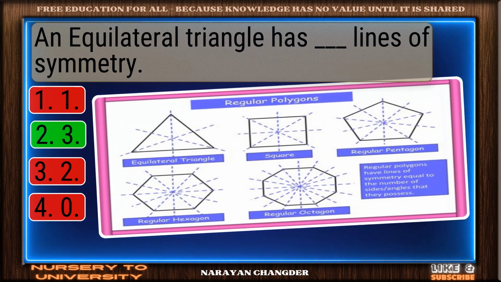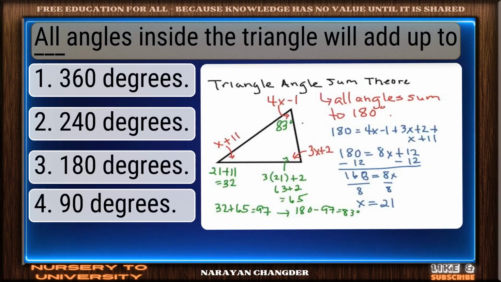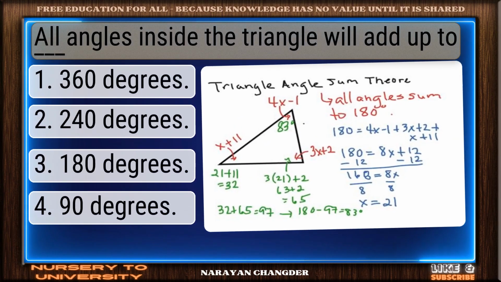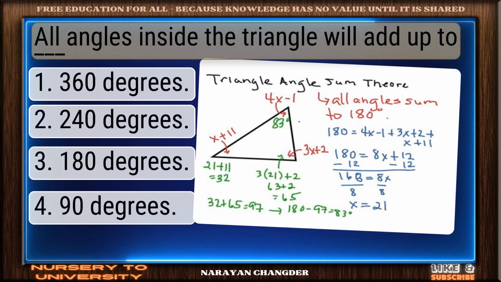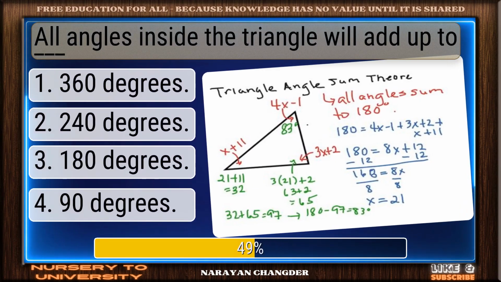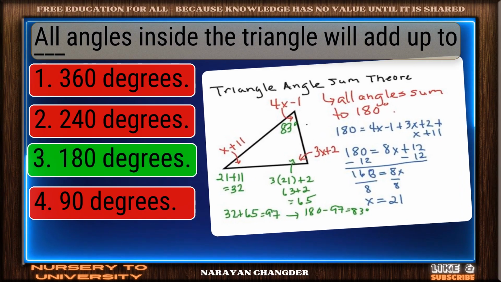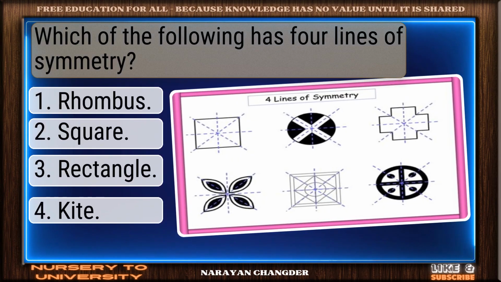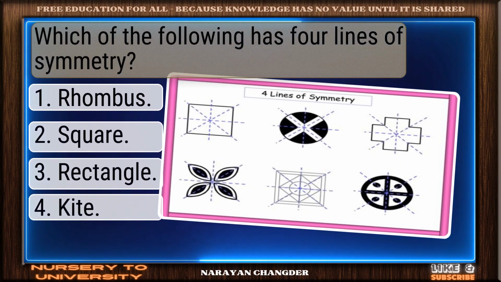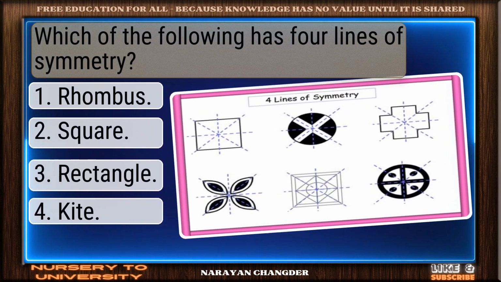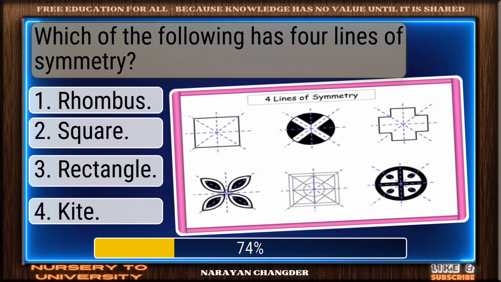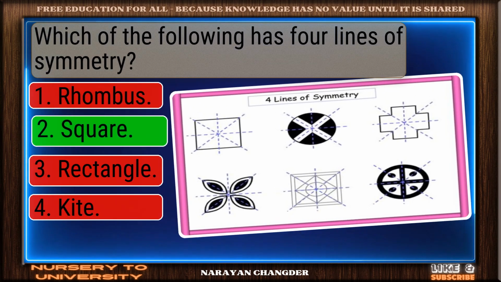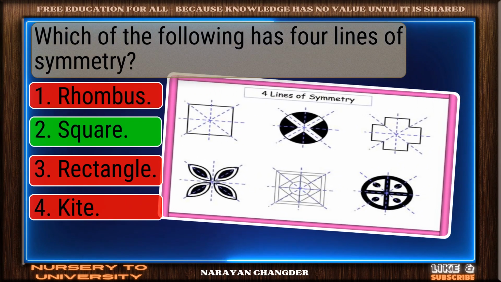Nicely done. 3 is a solid answer. Question number 119. All angles inside the triangle will add up to dash. Valid point. 180 degrees is true. Question number 120. Which of the following has 4 lines of symmetry? Nice work. You chose square and it is correct.